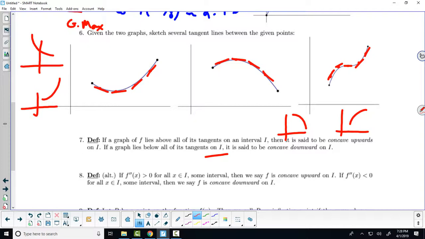So a function like this one right here, for the interval that I've drawn it, is neither concave up nor concave down, because for the first half of the interval it's concave down. For the second half, it's concave up.